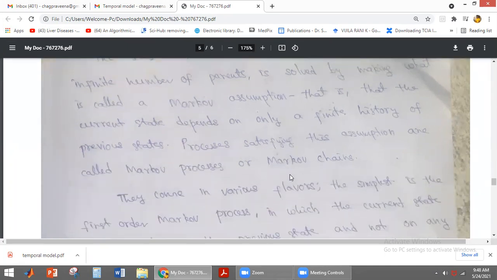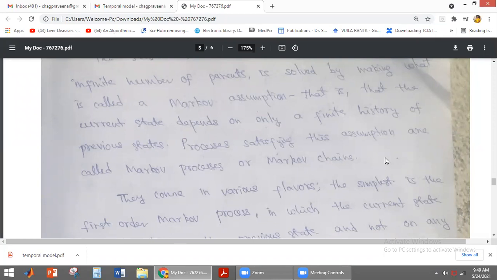Here we are using the Markov assumption to solve the second problem. That is, the current state depends only on a finite history of previous states. Here, the current state depends only on the previous state. The process satisfying these assumptions is called a Markov process or Markov chain.